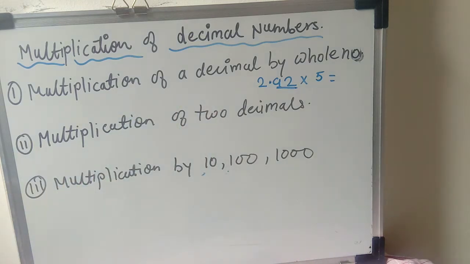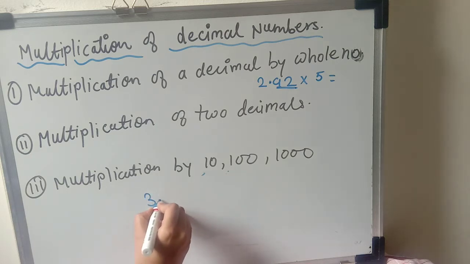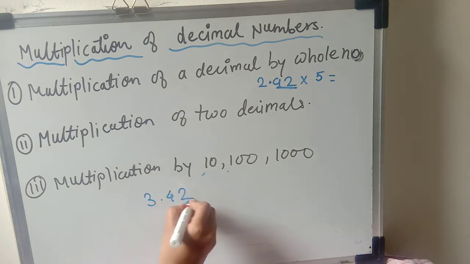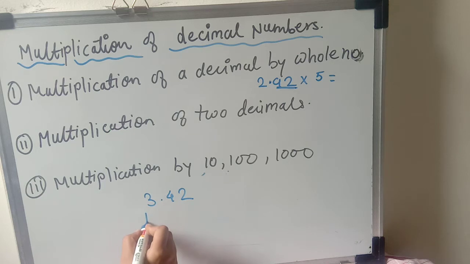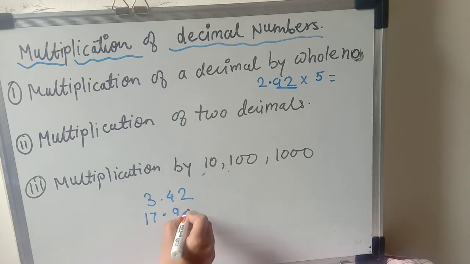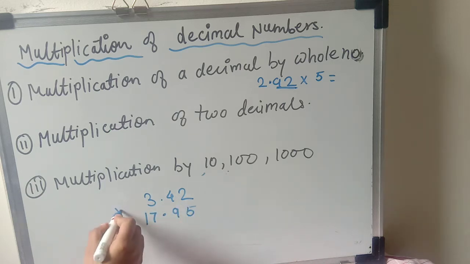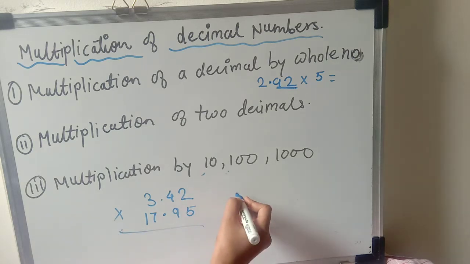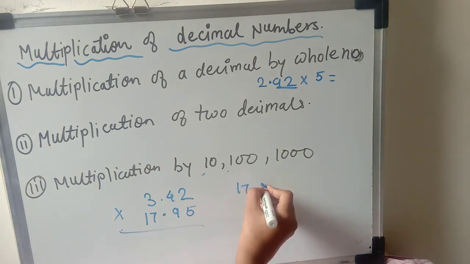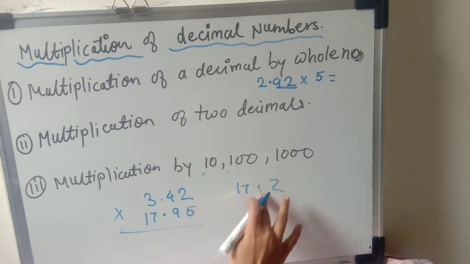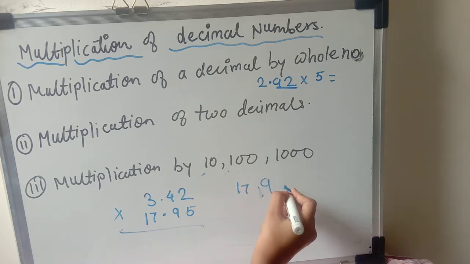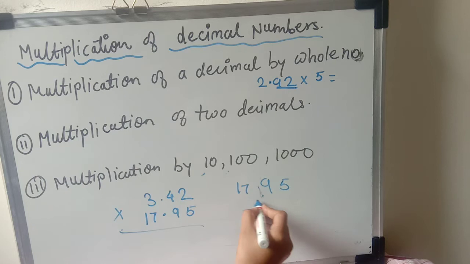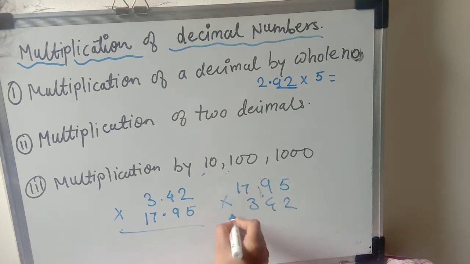Two decimal numbers, where both numbers are decimals. For example, if I take 3.42 and 17.95. Okay, so these are the numbers, and here we have to do the multiplication. So just multiply them as whole numbers, and then put the decimals.